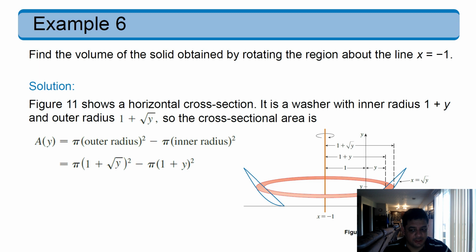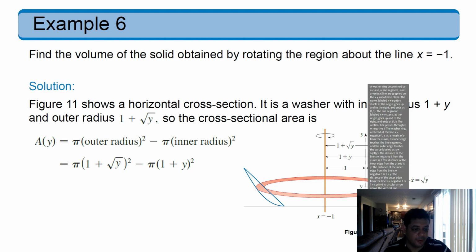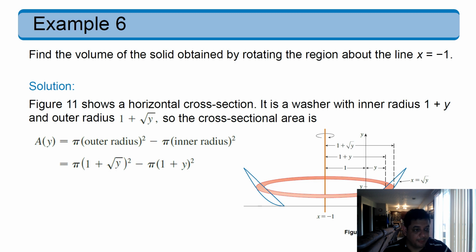So if the function is here x equals the square root of y, which is the outer radius, then it's going to be the distance from the square root of y to -1. So this is going to be the square root of y minus -1. That's how you calculate the distance, the difference between those two values. So that's why it's going to end up being 1 plus the square root of y. And for the function x equals y, then it's simply going to be 1 plus y.